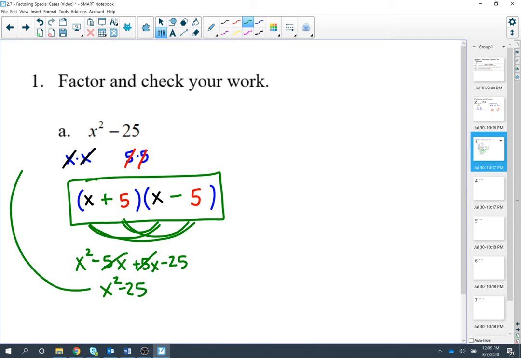And look at that. You're back to what you started with. So difference of squares, not hard at all. You just have to be able to identify it and remember what's going on.